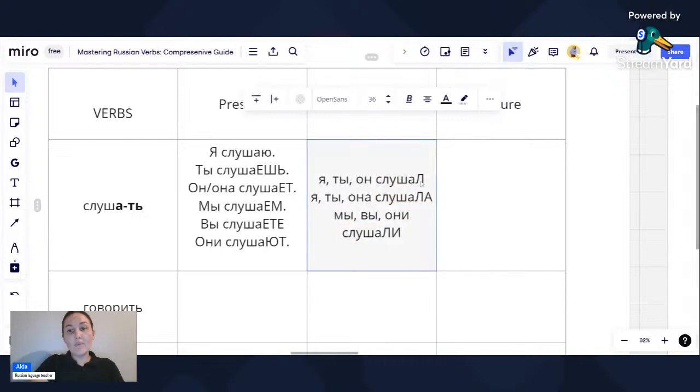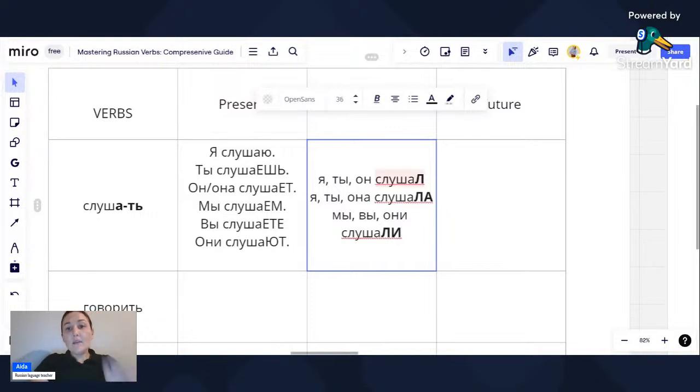So let's have a look one more time. If we talk about a male noun, we use the suffix л. If we talk about a female noun, we use the suffix л plus the ending а. And if we talk about plural, we use the suffix л and the ending и. Я, ты, он слушал. Я, ты, она слушала. Мы, вы, они слушали. It's the past form. Okay, so to form past, we need to cut ть, and we need to put the suffix л. If we talk about a female word, we put the ending а. If we talk about plural, we put the ending и. Он слушал, она слушала, они слушали.